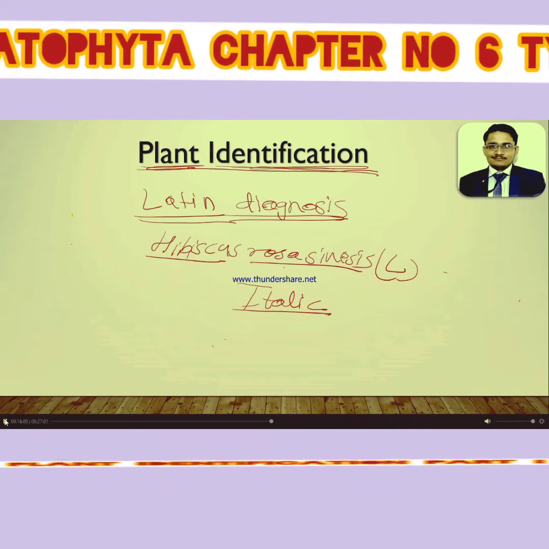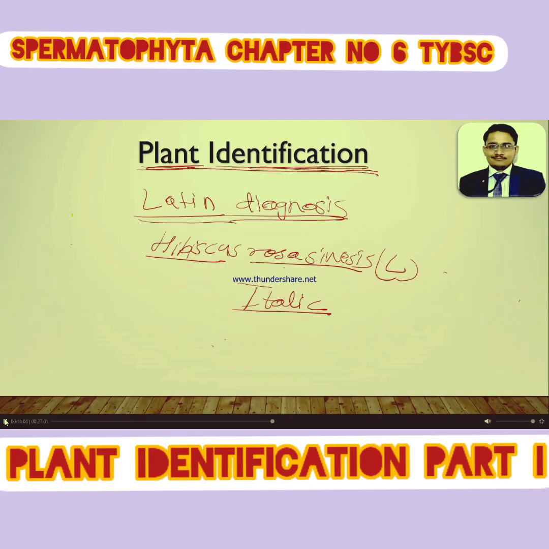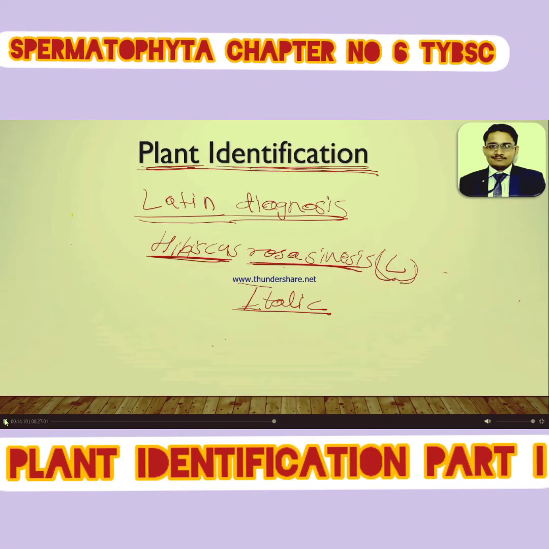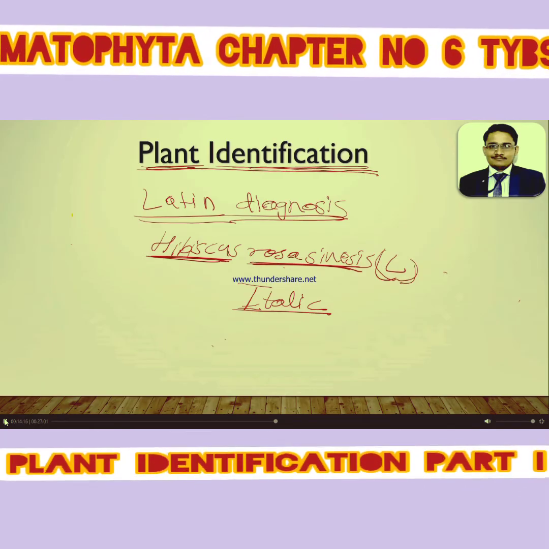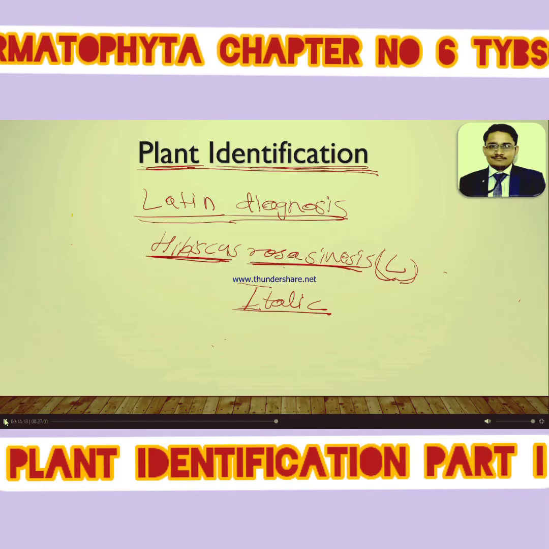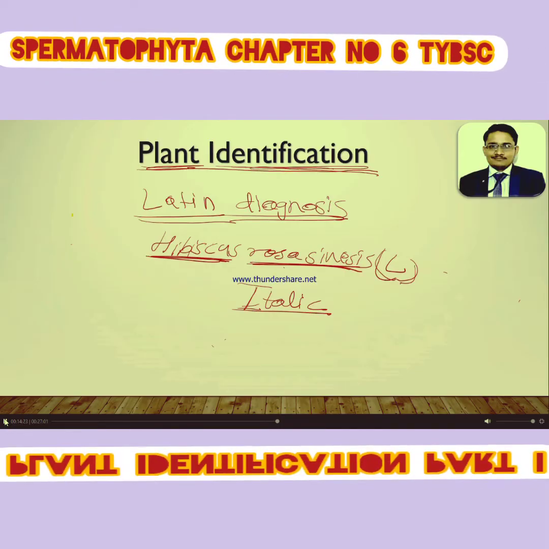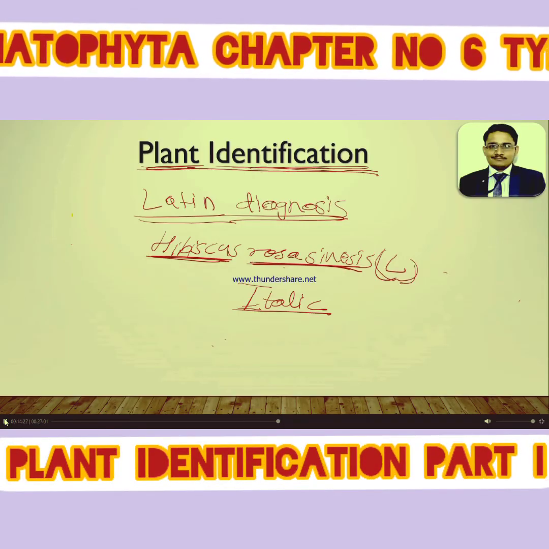The language is English, but the effect is Latin, that means the effect is italic. For that purpose, the genus name and species name should be in italic. That means it should have the effect of the Latin language. What is the Latin language? Most scientists continuously work with the local flora or the local language. For that purpose, they get confused.